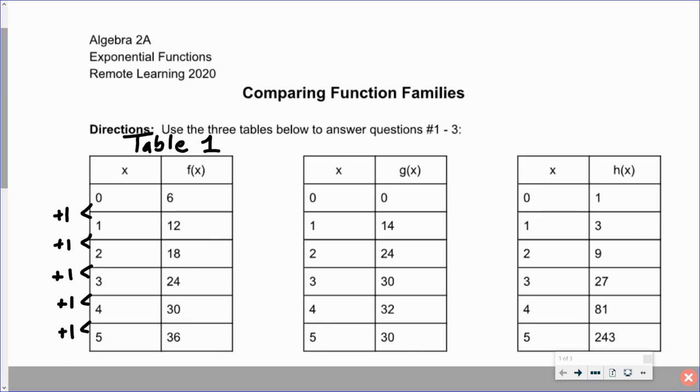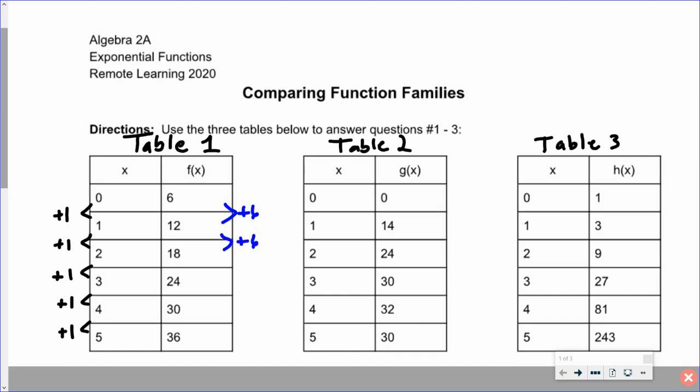And if we look, that's true in all of the other tables as well. So here in table one, table two, in table three, the input values are increasing at a constant rate. They're increasing at a rate of +1. Now, what I also want to do is take a look at the output values. So if I focus on table one, it looks like the first difference here is +6. So to get from the first input to the next input, we're adding 6.